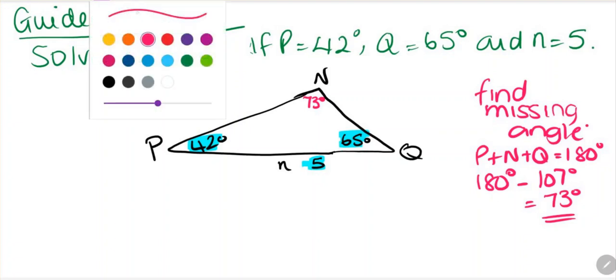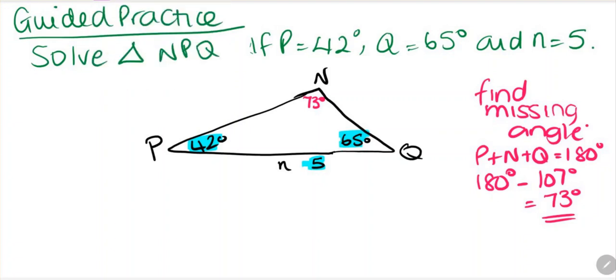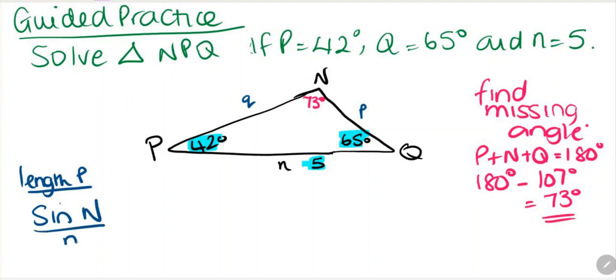So we can use this now to find the lengths we need. So first of all, little q and little p. So we'll find length p, side p. So to do that, we want the sine of big N divided by little n, and that is going to be equal to the sine of big P divided by little p.